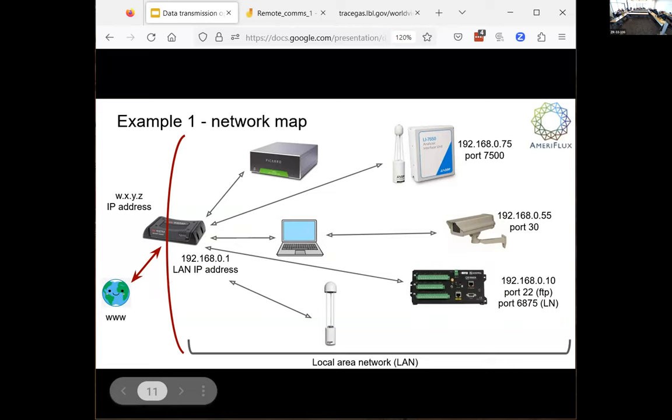So I think drawing it out and mapping out your network can be a really powerful way to help when you're building these and trying to design your network.